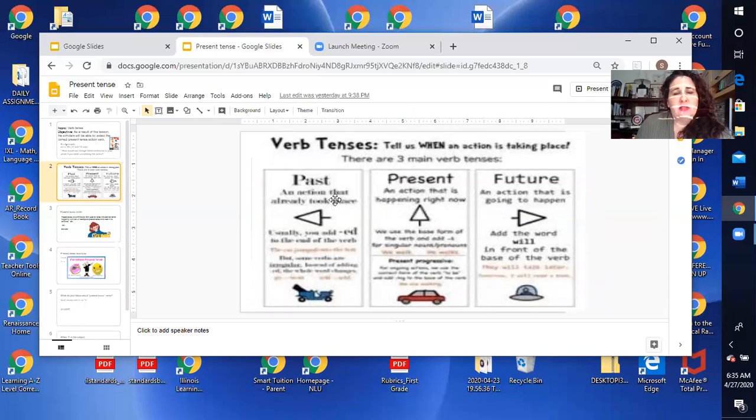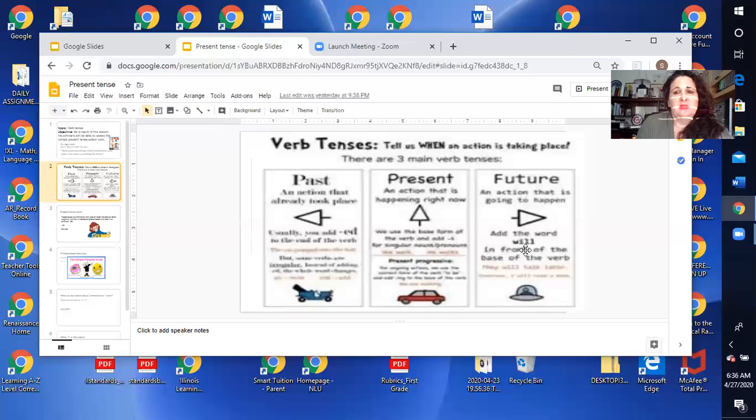Verbs that describe things that happened in the past often end with the ed. So, walked, danced, painted. I painted the picture yesterday. My sister and I walked to school last week. The ed. We're going to talk about the present tense today, and then we will talk about the future tense a little bit later.